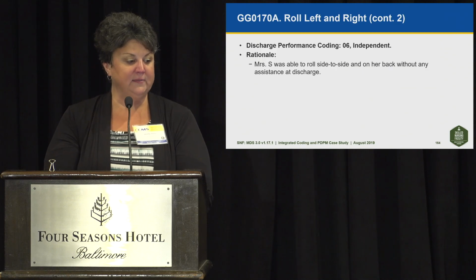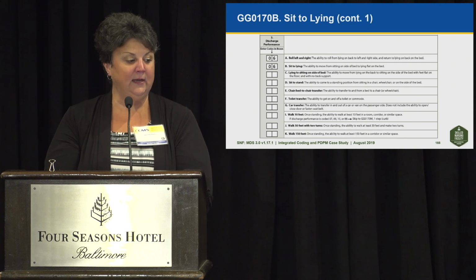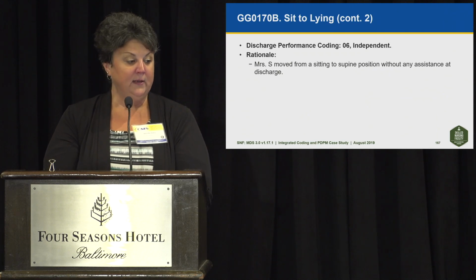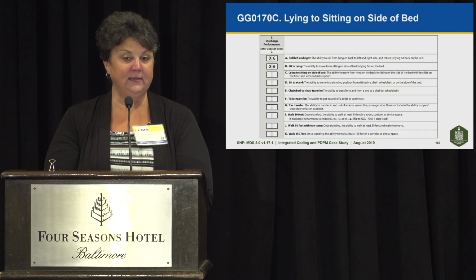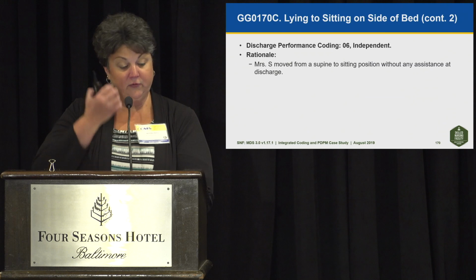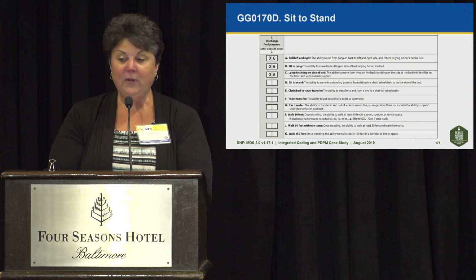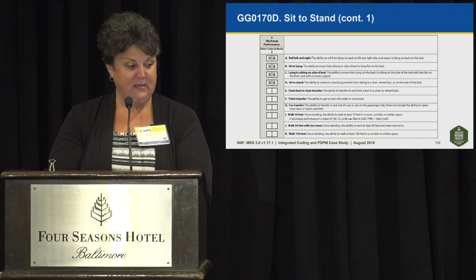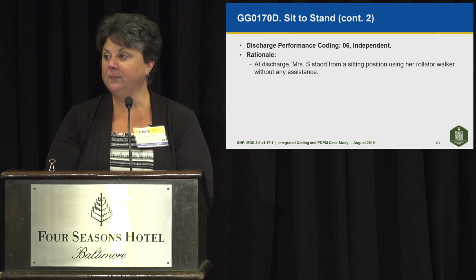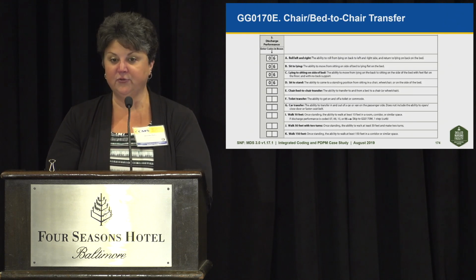Again, she could do that side to side, back onto her back without any help. With her bed, sitting to lying, again, independent with that. Could go from sitting to supine, and from lying to sitting on the edge of the bed. She was also independent, so she really could move around from sitting to lying and moving around in bed without any trouble. Then we have sit to stand. 6 as well, so she could go from a seated to a standing position using her walker, but not requiring any help. And then chair, bed to chair transfer.